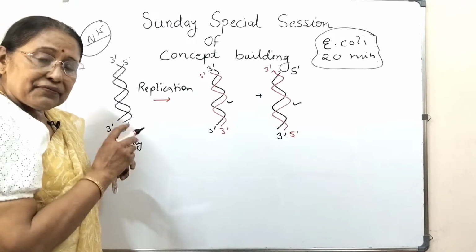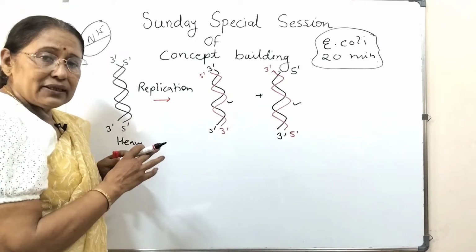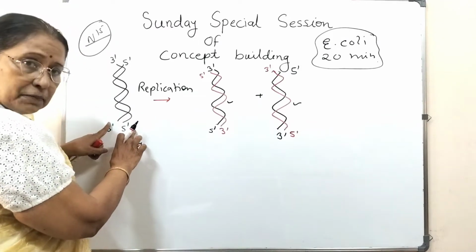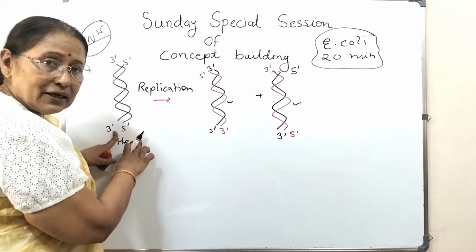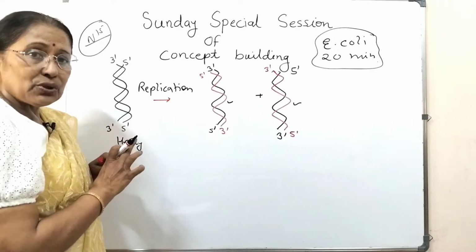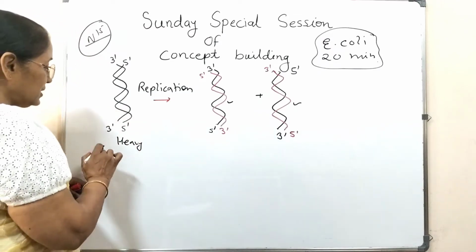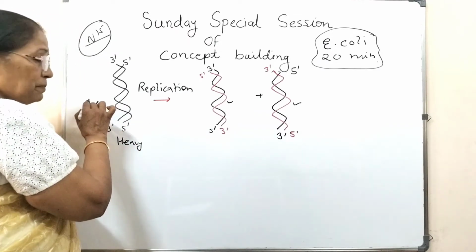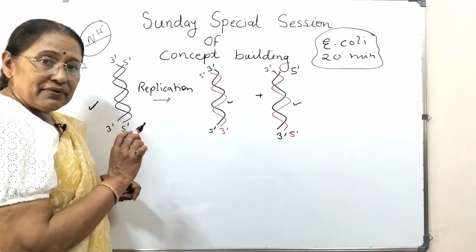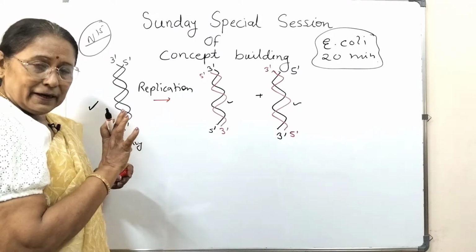After many generations, the N14 which was present originally in the bacteria became so negligible that you can say that yes, now this is our starting point. This bacteria is having the heavy DNA.